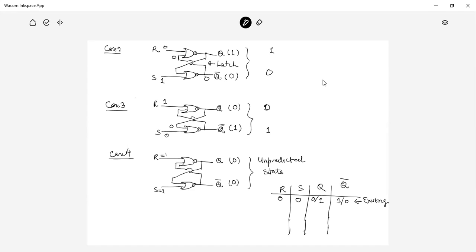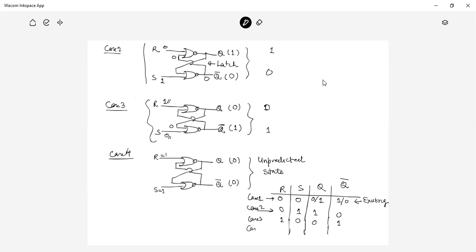Now the case when this one is 0 and 1, this is case 1 output, here it is case 2 output. Case 2 output is this case 0 and 1. So what we find, this Q is 1 and Q bar is 0. Case number 3 is set. This case R is 1, S is 0. So 1 and 0, the output is 0 and 1.